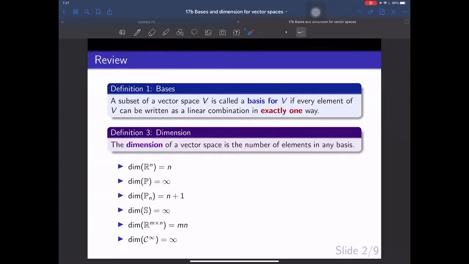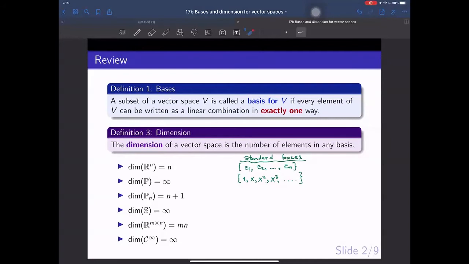Recall that a subset of a vector space is a basis for the vector space if every element of the vector space V can be written as a linear combination in exactly one way. The dimension of a vector space is the number of elements in any basis. For example, the dimension of Rn is n. We have the standard basis consisting of n elements, or you can also think that you need n entries to describe a vector of height n.